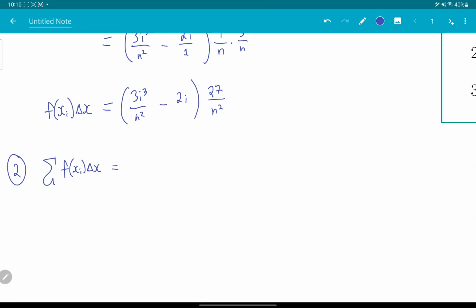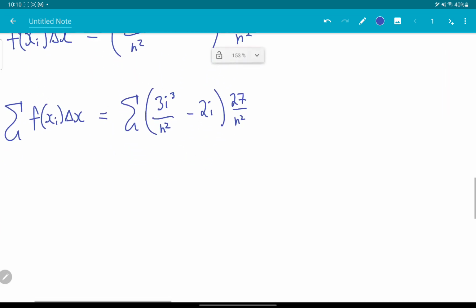Now, the way sigmas work is you can distribute them. 27 over n squared. So there's actually a couple things I can do. So I'm going to put my i equals 1 up to n. Put that back in there, just to emphasize my next step.